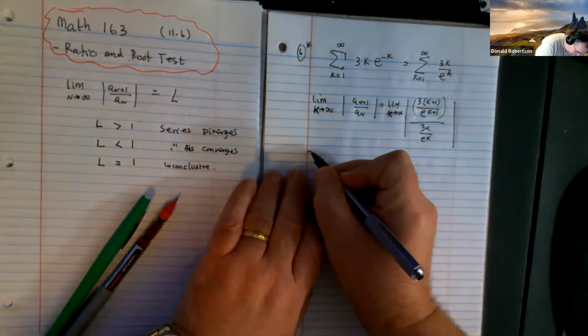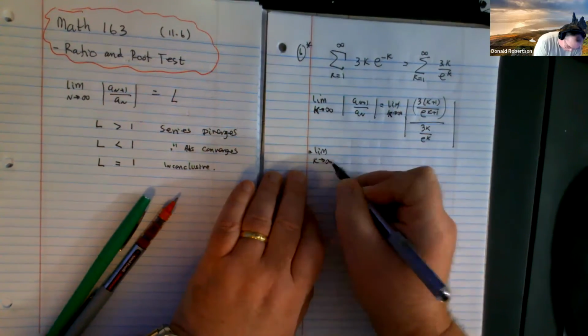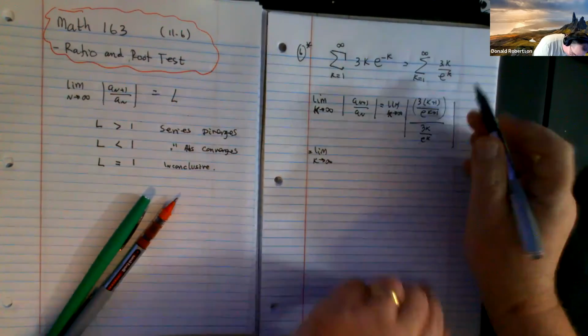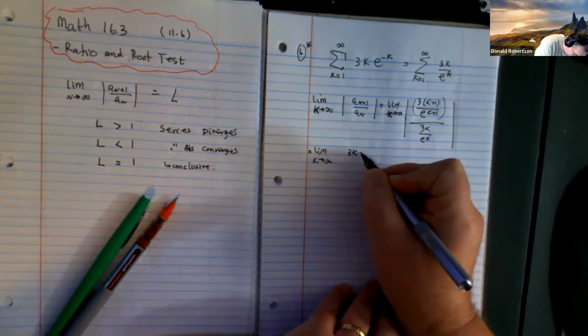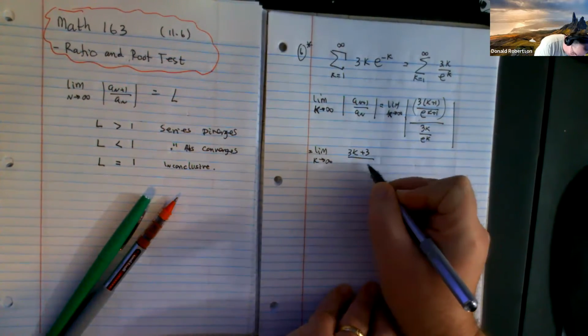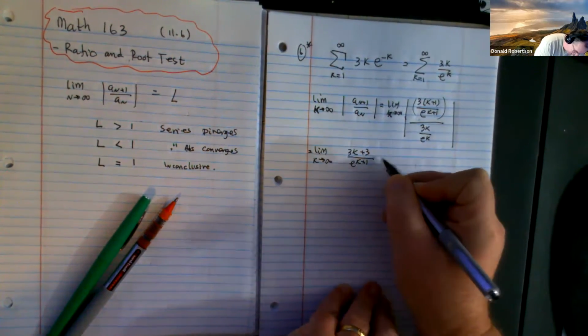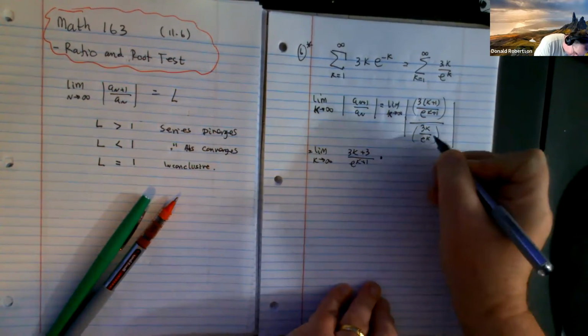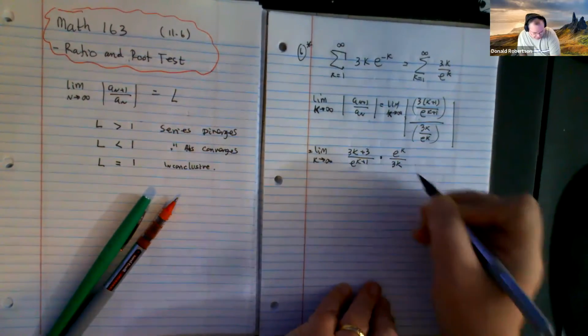So it's now going to be the limit as k tends to infinity. Since everything is positive, I don't need those absolute values anymore. I'm multiplying out the top, so I've got 3k plus 3 over e to the k plus 1, times, and turn that upside down, you get e to the k over 3k. So far, so good.